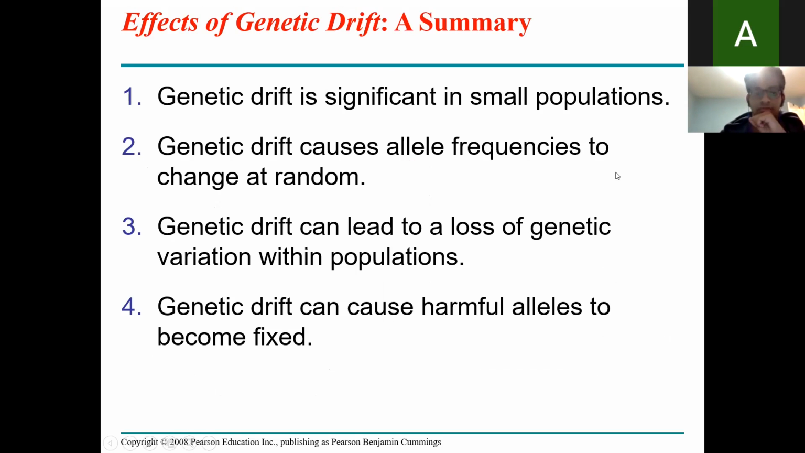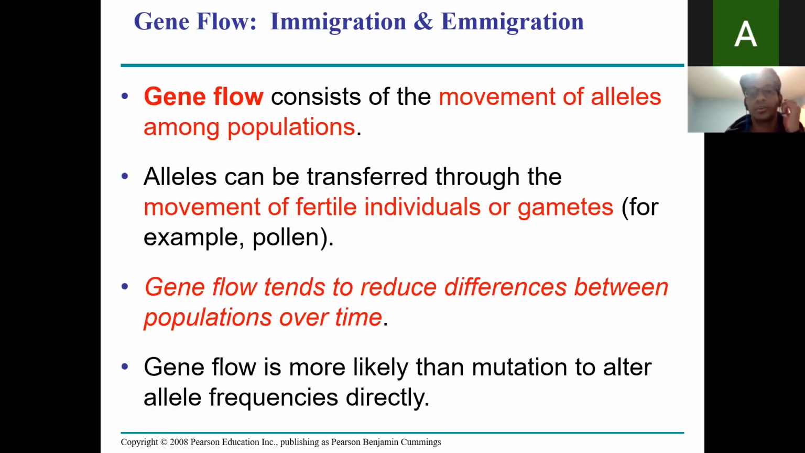Effects of genetic drift: significant in small populations, causes allele frequencies to change at random, can lead to a loss of genetic variation within populations, can cause harmful alleles to become fixed. So again, being fixed means that every single organism has that allele. Gene flow consists of the movement of alleles among populations. Alleles can be transferred through movement of fertile individuals or gametes.